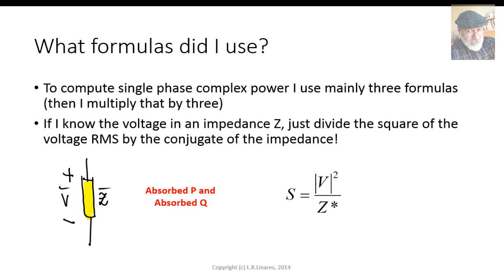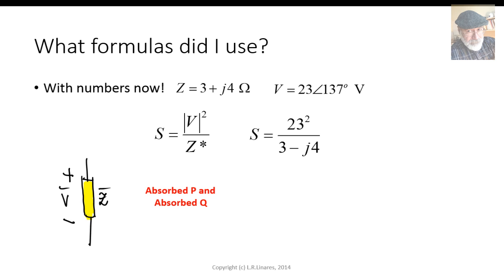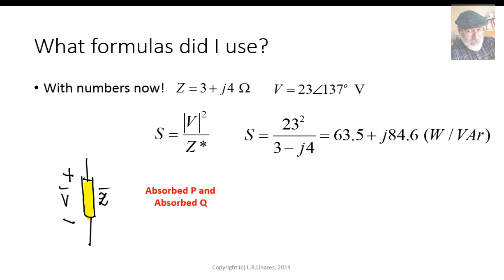That gives us again P and Q, right? Let's do that with numbers. Let's say that the impedance is again 3 plus j4 ohms. By this time we know the voltage, and the voltage is 23 volts RMS with a phase of 137 degrees. The formula is V RMS squared, that is 23 squared, divided by the conjugate of the impedance. You see, 23 squared divided by 3 minus j4 ohms. That gives us the complex power absorbed by that impedance, 63.5 watts and 84.6 VARs.